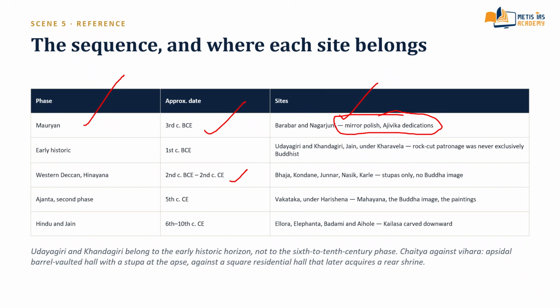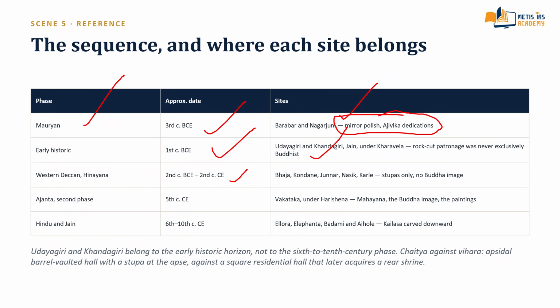The Jain excavations at Udayagiri and Khandagiri in Odisha, under Kharavela in roughly the 1st century BCE, demonstrate that rock cut patronage was never exclusively Buddhist, and it is the same site whose inscription, scene 3, is called our principal source for a dynasty.